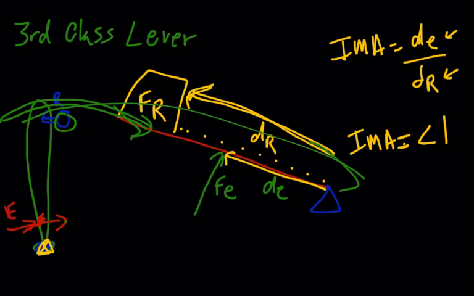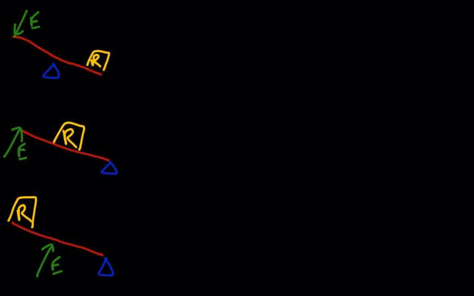And yes, sometimes you want to increase the end of the bat's distance or its velocity rather than multiplying the force. It doesn't take a lot of force to hit the ball. So we don't really worry about multiplying our force. We want to multiply our distance. So we're going to have a reverse situation here. So that's a third-class lever. The IMA is always less than 1. So let's review this a little bit.